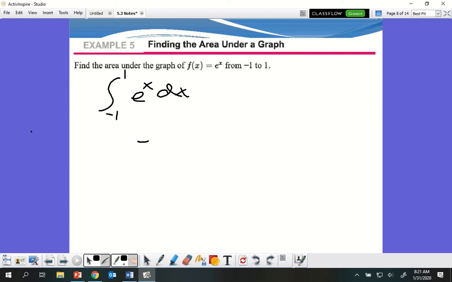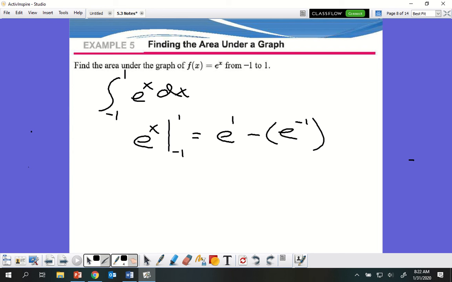So I'm going to get e to the x from -1 to 1, right? Top minus the bottom. So I get e to the 1 minus e to the -1, right? Oh, I did, didn't I? Sorry. There we go. Positive 1. There we go.